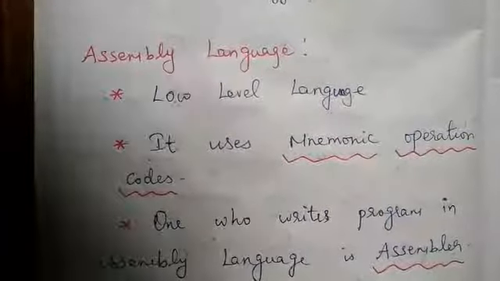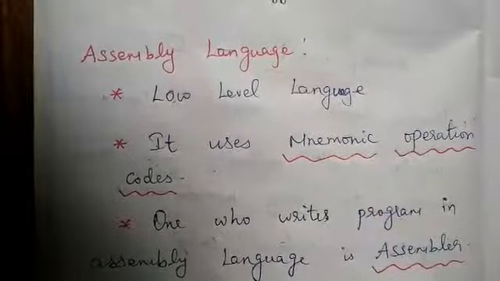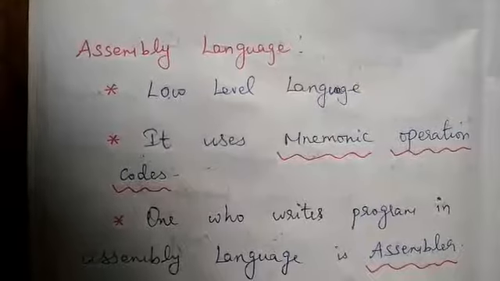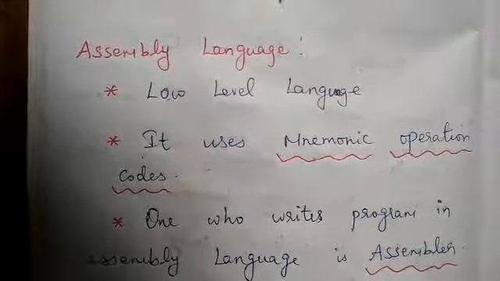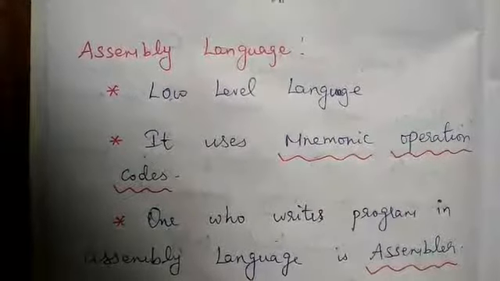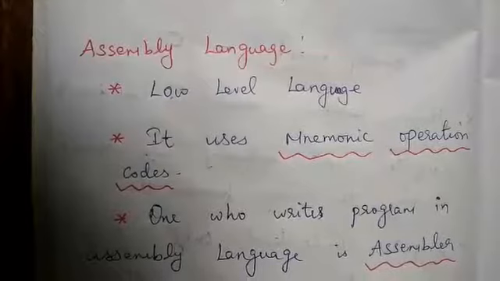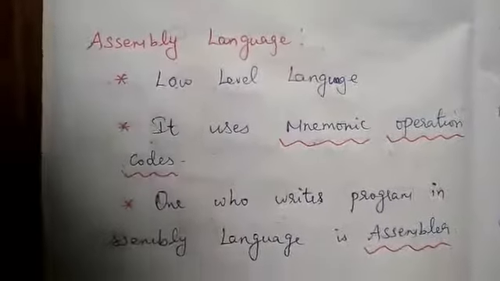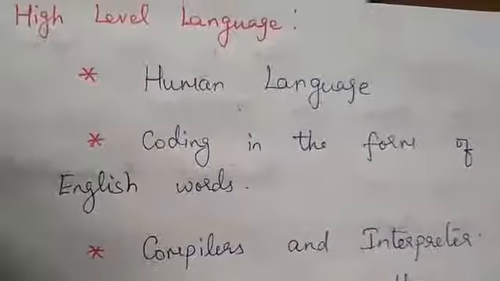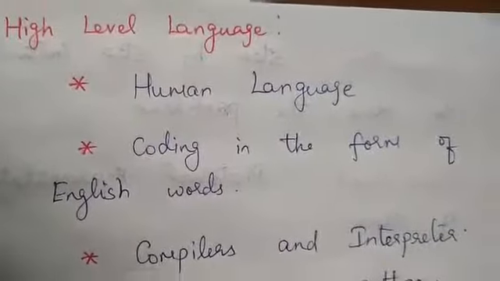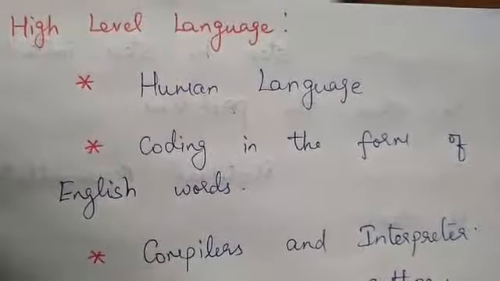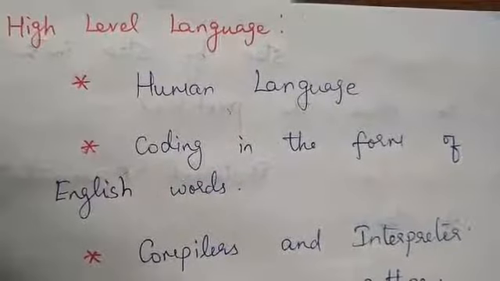The one who writes the assembly language program is called an assembler. For example, when you are going to add two numbers, the code add will be used in the program so that it will be easy to understand. This is also low-level language and machine dependent. Now, third type of language is high-level language. High-level languages are also called human language. The codes will be in the form of English words.